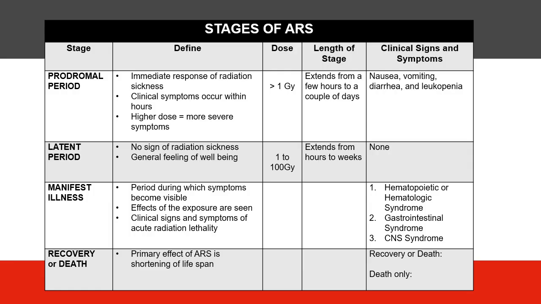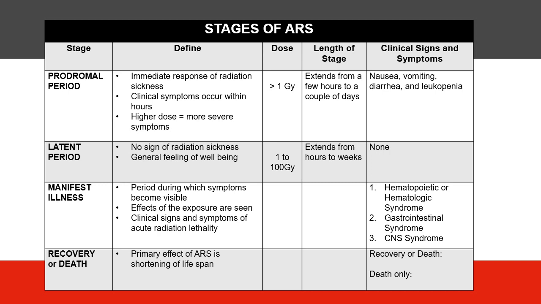As far as the stages of ARS are concerned, we kind of stated them on the previous slide, but I wanted to provide a little bit more information. I took a couple pages from the chapter and put the material into a form of a chart that might be helpful for you. So to start with the prodromal period, that's a period that's going to be at doses that are above approximately 1 gray delivered to the whole body.